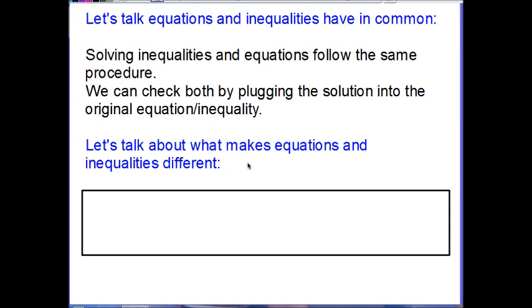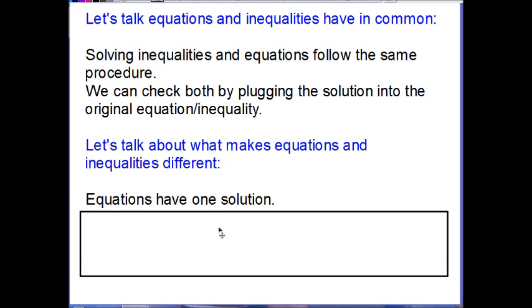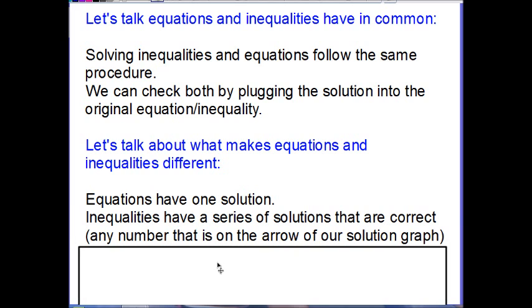So let's talk about the differences and what makes inequalities so different. Equations have one exact solution, something that only works. That's why it has the equal sign. Inequalities have a series of solutions that are correct. In other words, any number that's on the arrow of our solution graph. So if it's going to the left, any number that's less than our solution will work. If it's going to the right, any number that's greater is going to work. Which is the difference. There's a lot of solutions to inequalities. Equations only have one.